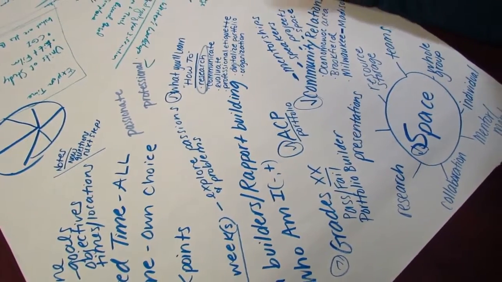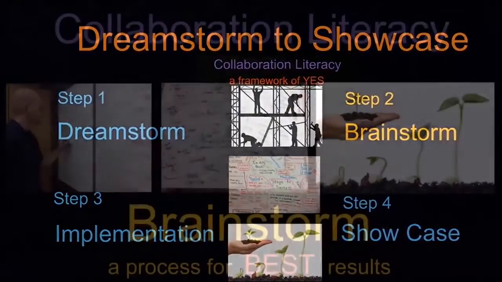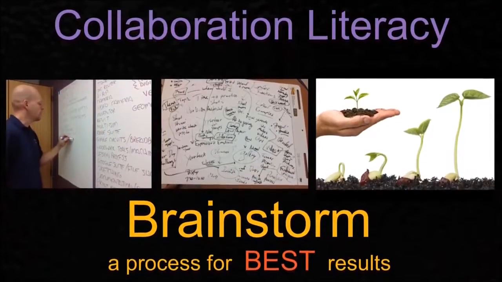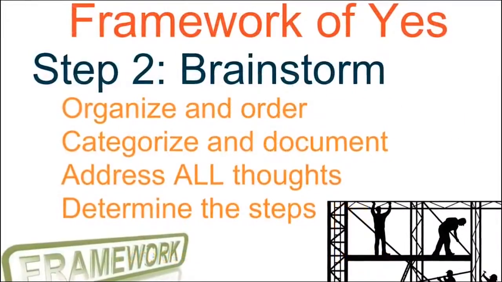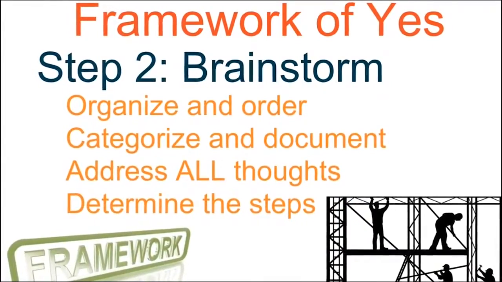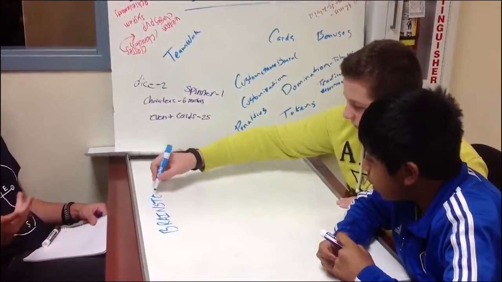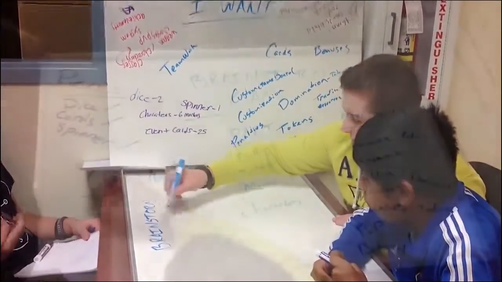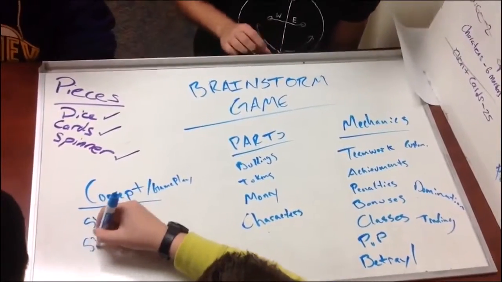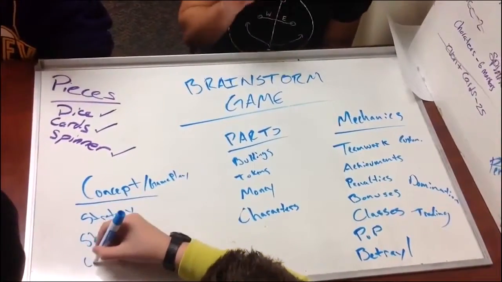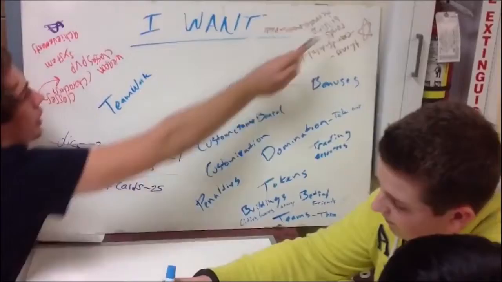Step 2 is Brainstorm. In this step, members use the Dreamstorm as a guide for organization, parts and pieces, ranking, and decision making. The steps are organize and order, categorize and document, address all thoughts, determine the steps. Organizing all the wonderful ideas is the logical step. Themes emerge and similarities are noted. The group addresses areas to focus on. We categorize and document. This leads to logical systems and plans.